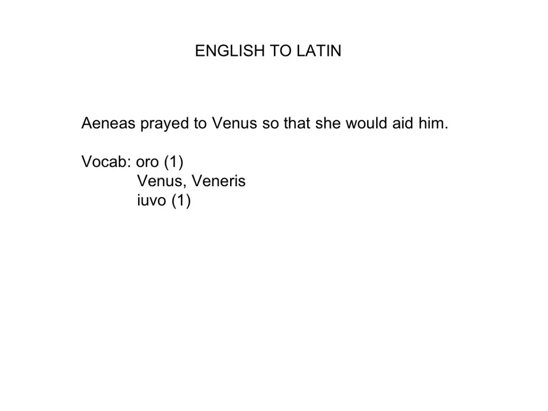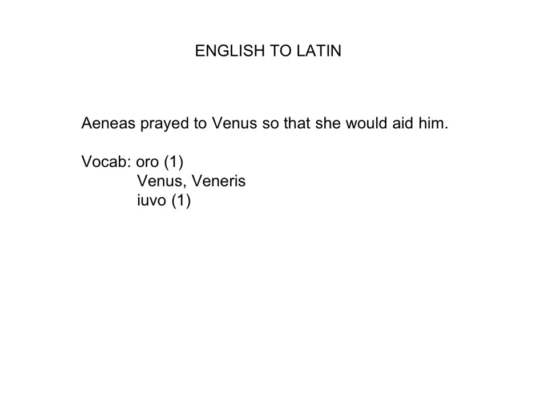If you'd like to try it on your own, there's vocab there. Oro means to pray or beg. Venus is the goddess Venus, and iuvo, first conjugation, means to aid. So if you want to try it, pause it now, and I'll go over the answer when you come back.